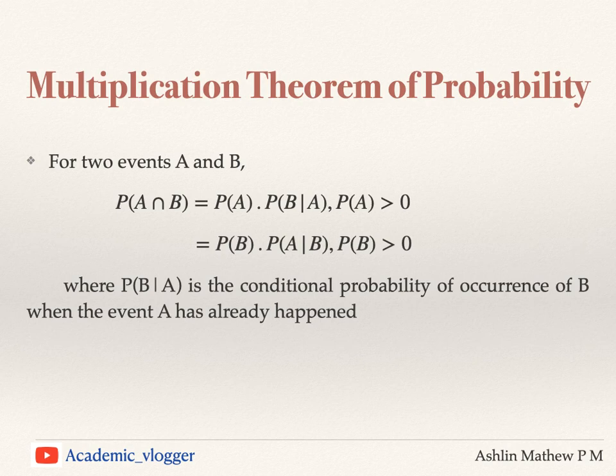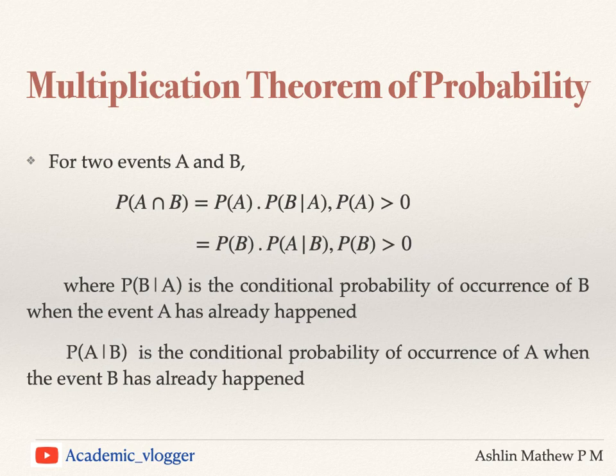So here the probability of B given A is the conditional probability of the occurrence of B when the event A has already occurred, and similarly probability of A given B is the conditional probability of the occurrence of event A when the event B has already occurred. So we are writing this probability of A intersection B in terms of probability of B given A and probability of A given B.